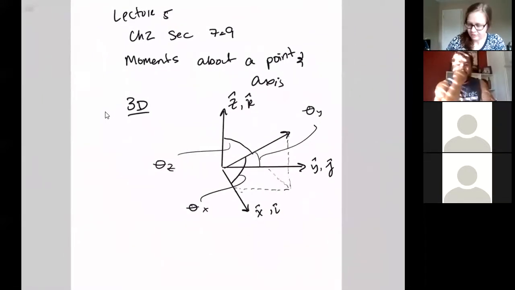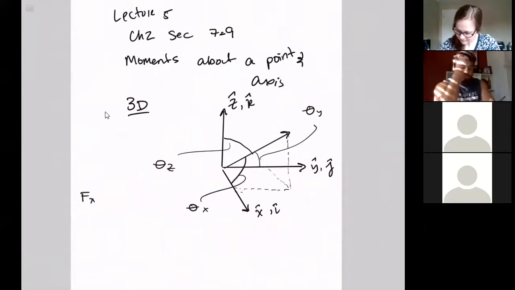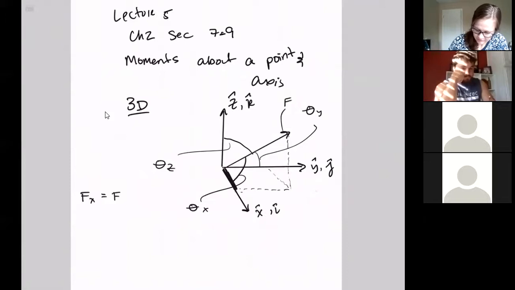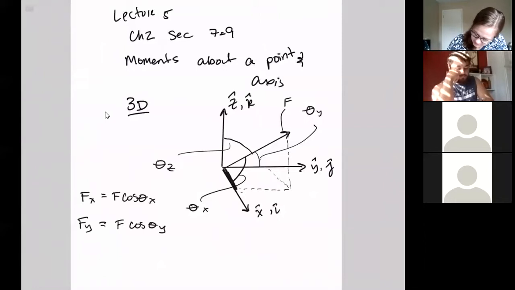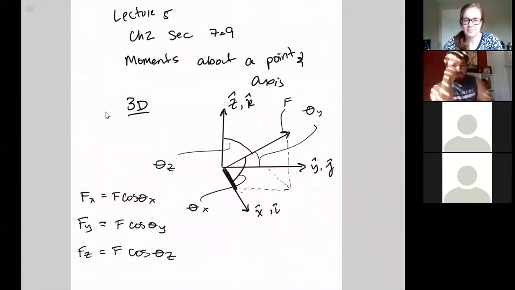And to solve for those, the force along the x-axis is equal to the magnitude of this force times cosine theta x. And in the same way, F of y equals F cosine theta y. F of z equals F cosine theta z. And mathematically, this is the simplest way to define these, but unfortunately, we don't usually have this kind of information.